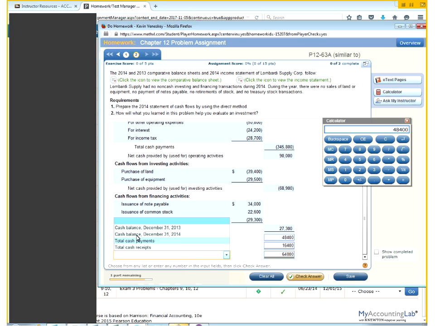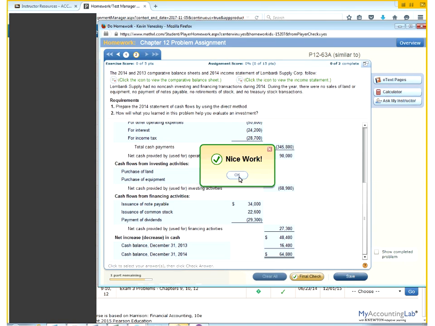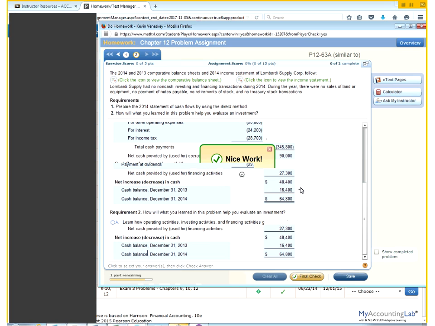Okay, oh, I know what I did. I didn't put in this. I thought I did, but maybe I didn't click it right. That's the difference. Now let's check it. So there we go. I had the numbers right. For some reason that didn't pop up.